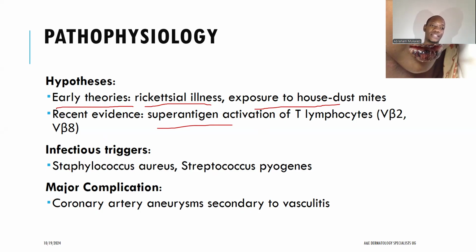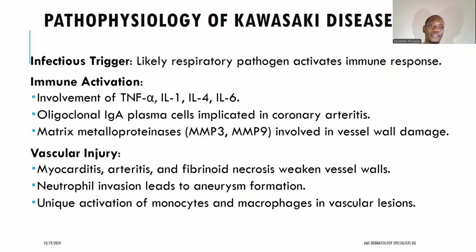But even this is not yet proven. So bacteria like staph and strep pyogenes have been implicated, and the major complication usually feared in this case is coronary artery aneurysms, which is usually secondary to the vasculitis that is a component of this disease.